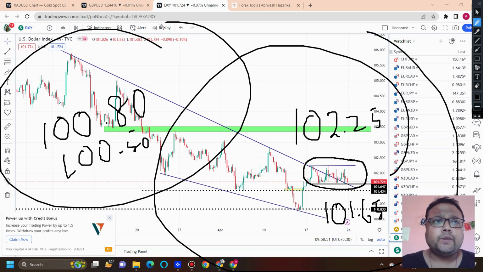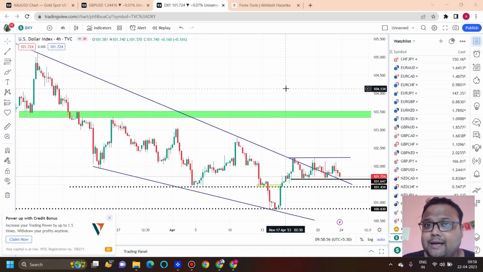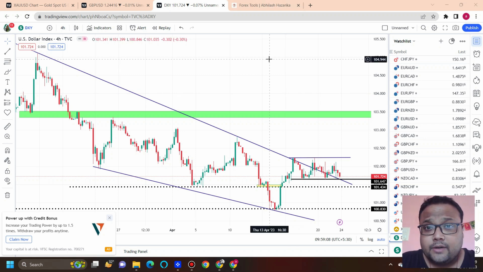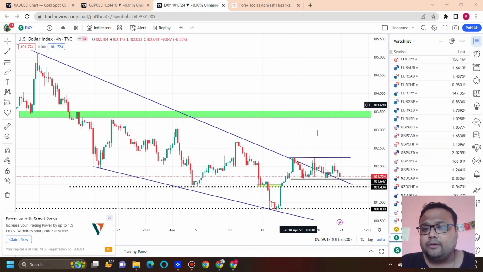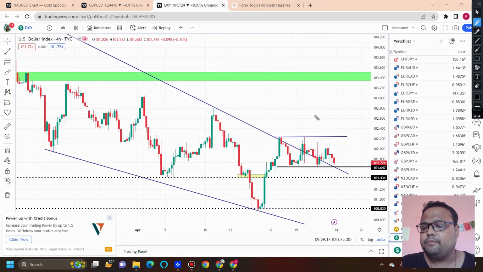And in case by next week DXY shows some recovery, my dear friends, keep in mind that for any trend reversal, we need news. We need a fundamental factor. Without any fundamental factor or news, the breakout may not sustain. So if DXY shows recovery, be careful.